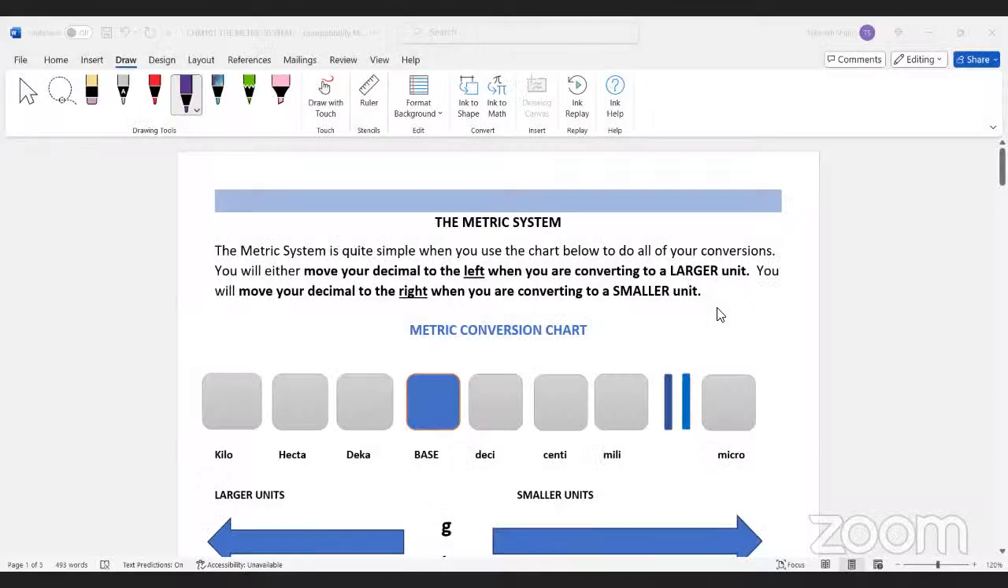All right, guys. So we're going to go ahead and start. Just as a quick review, yesterday when we were on live, we discussed the metric system, and I showed you guys a couple of things that you needed to know as it relates to.